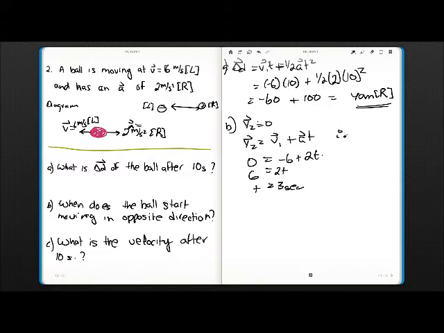Therefore, it switches direction after 3 seconds.